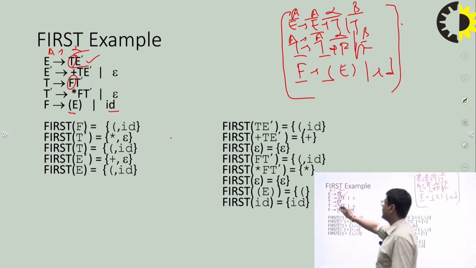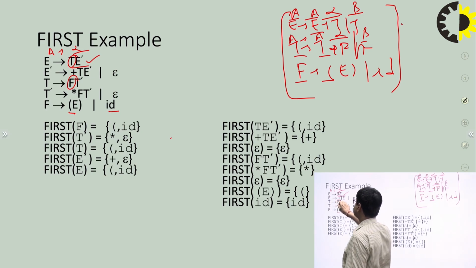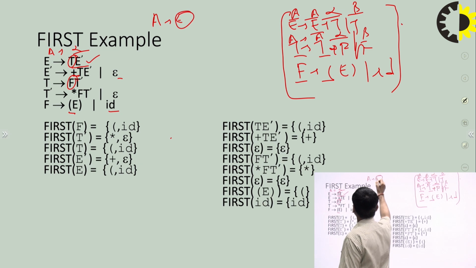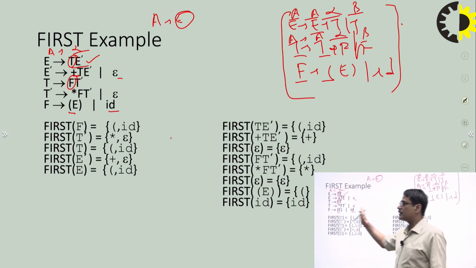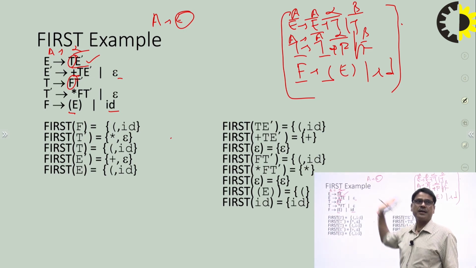Now you have to talk about E dash. So E dash produces plus T E dash. If A produces alpha, then first of alpha is plus, and here the rule A produces epsilon is there, so you can add epsilon in the first of X. Then definitely you will get that the first set of capital E dash is basically plus and epsilon. Likewise, you can derive the first set of T dash. It will contain star and epsilon. So after applying all the first rules, we are getting this first set for this grammar.